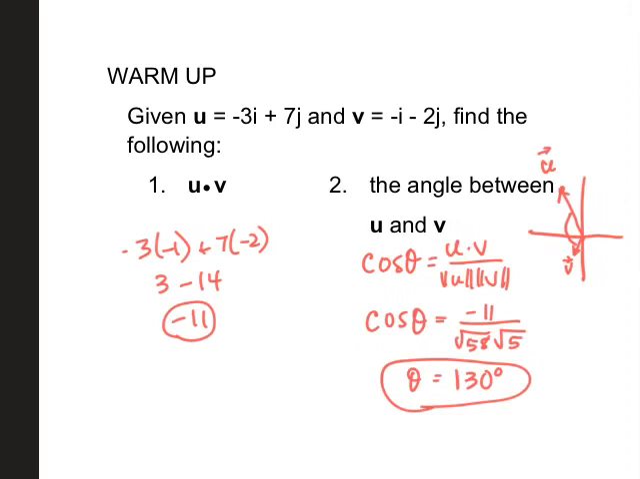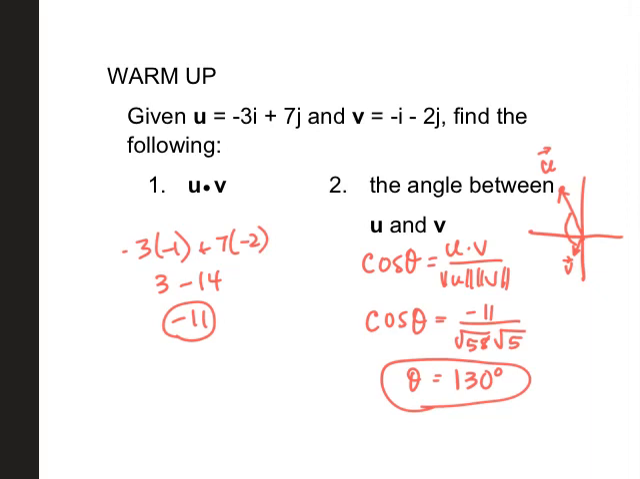Okay, here are your answers. The dot product for u dot v is -11, and then we use it in the formula when we're trying to find the angle between the two vectors, which is u dot v, or -11, divided by the product of their magnitudes. The magnitude of u is the square root of 58. The magnitude of v is the square root of 5. Use inverse cosine and you get 130 degrees.